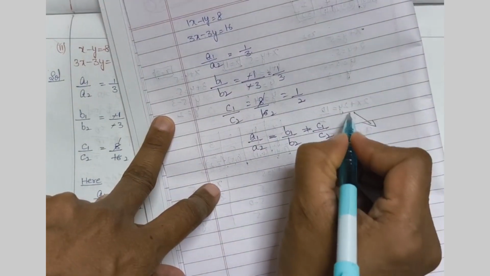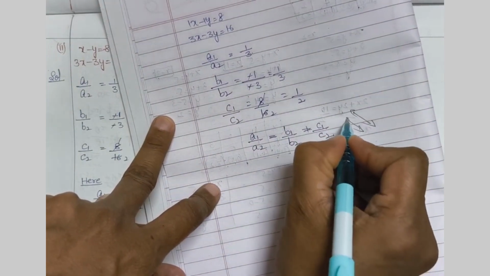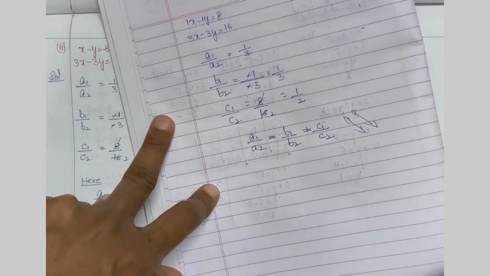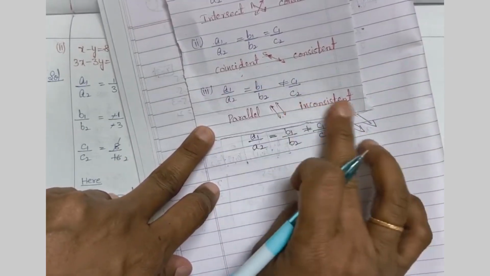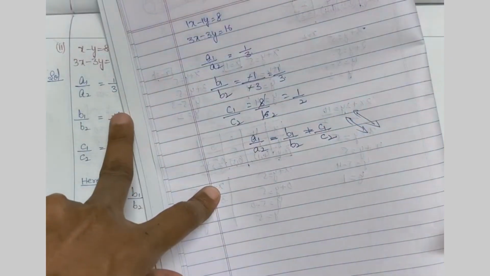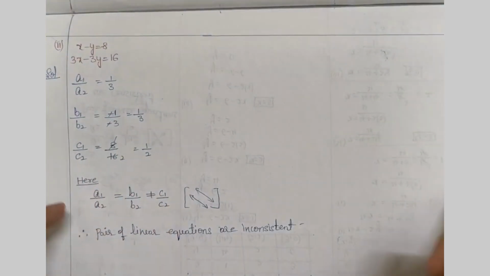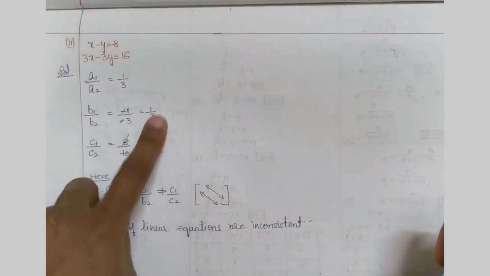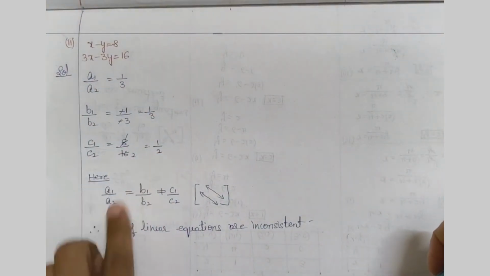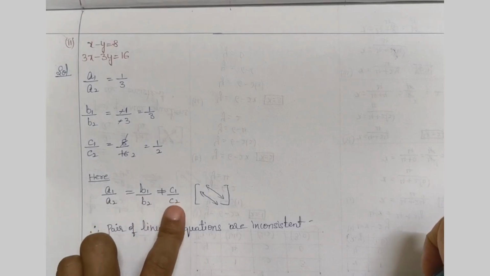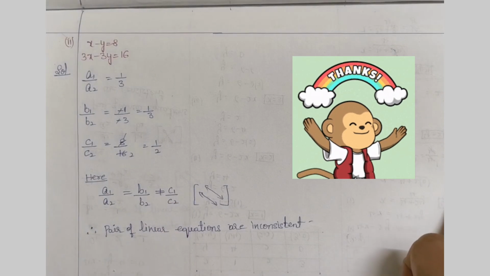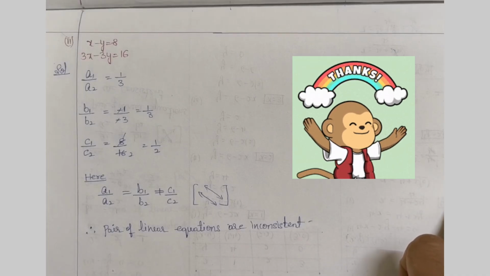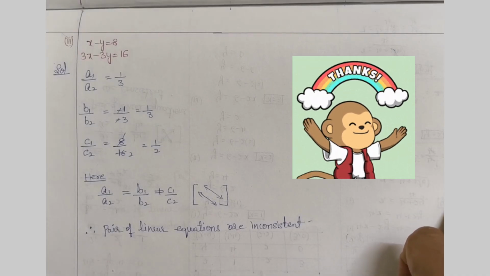Parallel lines will come. Parallel lines means they will not meet anywhere. Not meeting anywhere means which one? Inconsistent. No answer. No solution means inconsistent. So this type of lines means inconsistent lines. See here, 1 by 3, 1 by 3, 1 by 2. So b1 by b2 is not equal to c1 by c2. So the pair of linear equations is inconsistent. Inconsistent means there is no solution. No solution means we don't need to draw the graph.